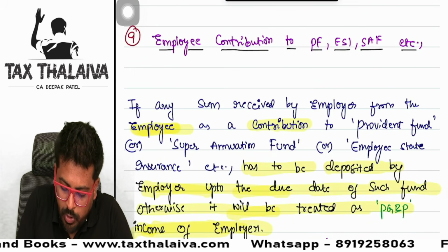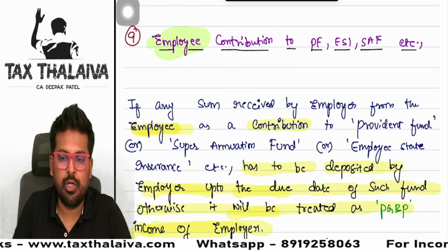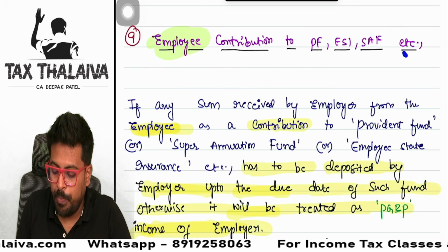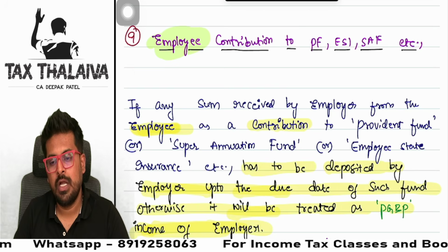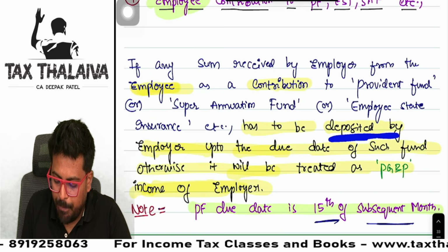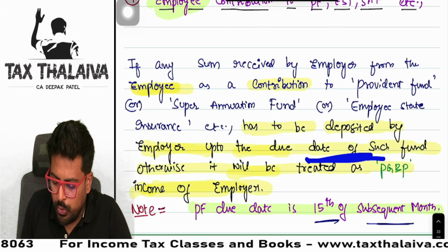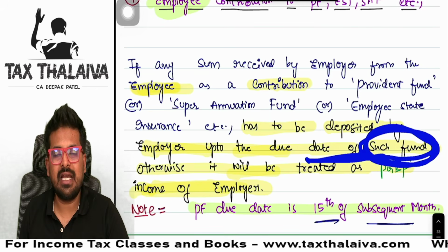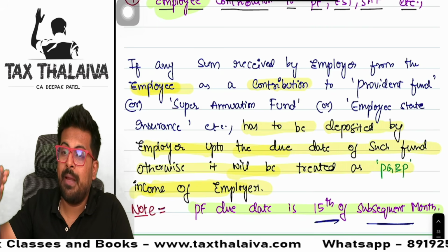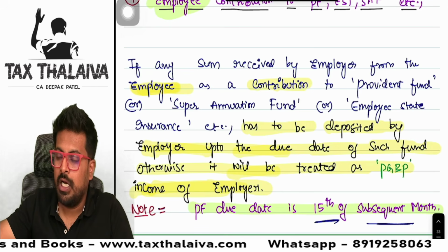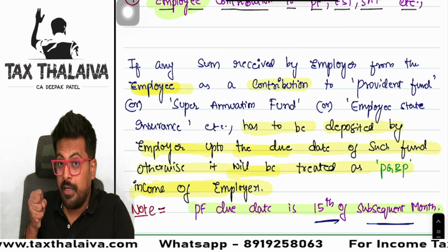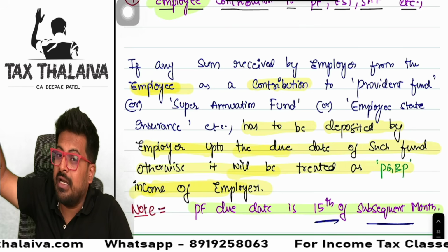Employee contribution is very, very important. Employee contribution to PF, ESI, statutory, superannuation fund, etc. Guys, employee contribution has to be deposited by the employer up to the due date of such fund. For example, the employer, at the time of making salary payment, deducted the employee's contribution to the provident fund, but deposited it late.